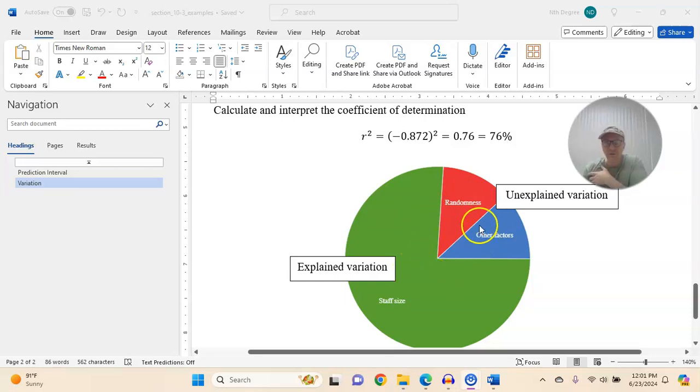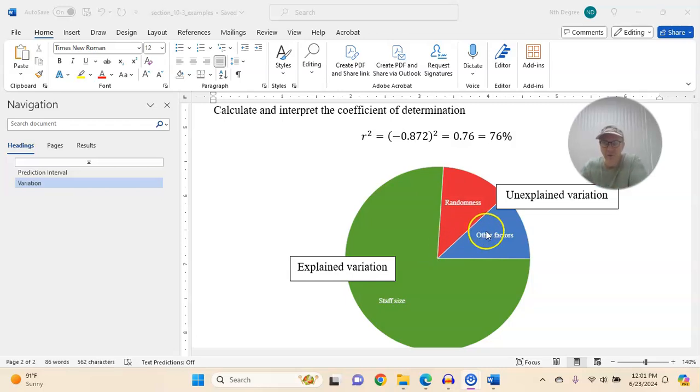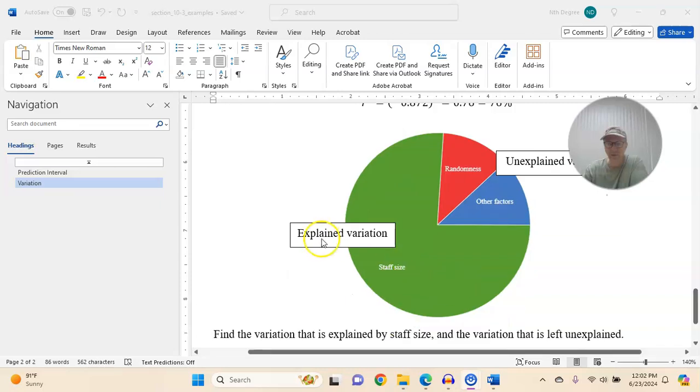24% is still unexplained. So in the near future, in this week, we're going to try to come up with other explanations and keep reducing this unexplained variation. But for now, we're just using one predictor variable. Okay, so r squared is 76%, and again, that explains the proportion of this pie, the proportion of the variation that is explained by the predictor variable that we're using.